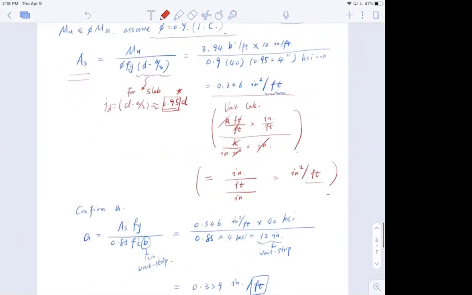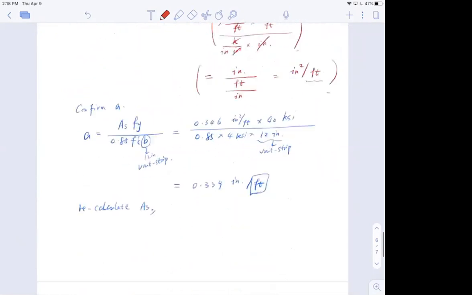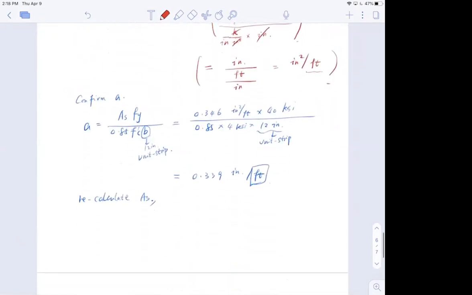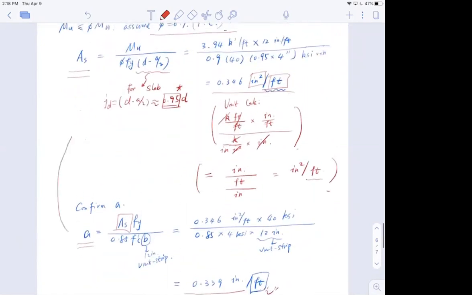And we'll make sure that the unit works. We actually get square inches per foot. And then we confirm the a by the pre-calculated As, and we get 0.339 inches per foot. We always have this per foot in the one-way slab analysis. So at this point, I have the actual a, so I'm going to bring it back to here to recompute my required area As, because I have actual a. So this is where we're going to start today's lecture.